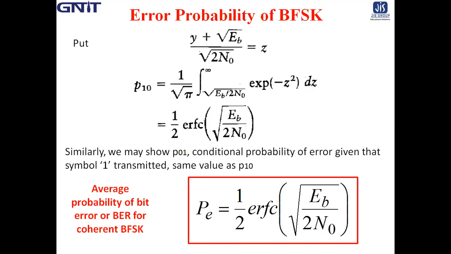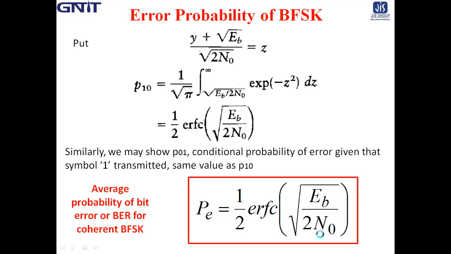Therefore, the average probability of bit error, or equivalently the bit error rate, for coherent binary FSK is PE equal to half ERFC square root of EB by 2N0. So this is the average error probability for BFSK.